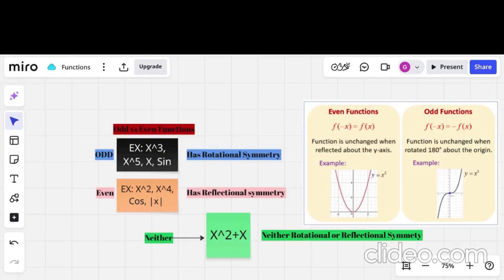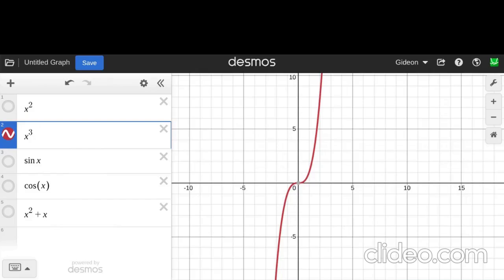To start off, odd functions are functions that have rotational symmetry. That means you can rotate them about the origin, and they will still have the exact same look. An example is x cubed right here. As you can see, it goes up, goes down. Both of these sides are the exact same. They're just rotated around this origin by 180 degrees.